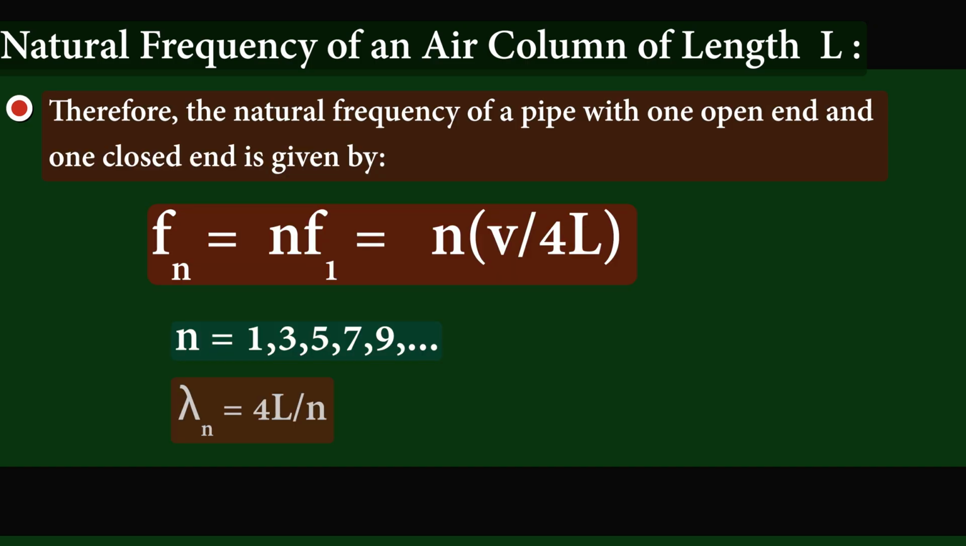As an example, consider the natural frequencies of a pipe with one open end and one closed end in the first 3 modes. We conclude that the frequencies contain only odd harmonics. Therefore, the natural frequency of a pipe with one open end and one closed end is given by Fn equals n F1, where F1 is the fundamental frequency, equal to V by 4L. The wavelength in the nth mode, lambda n, is equal to 4L by n. Here, V is the speed of sound in air, L is the length of the pipe, and n takes on odd values, 1, 3, 5.